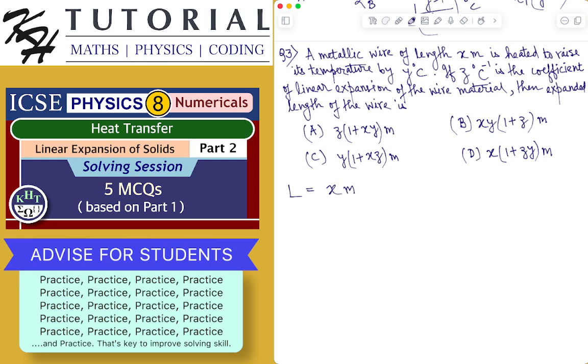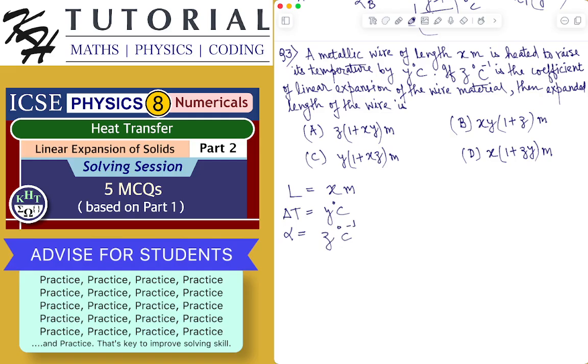Also we are given the delta T. Delta T is given, that is the increase in temperature of the metallic rod when heated, is given to be y degree Celsius. Also the alpha, that is the coefficient of linear expansion of the material of the metallic wire, is given to be Z per degree Celsius. We have to find the final length of the wire after expansion.